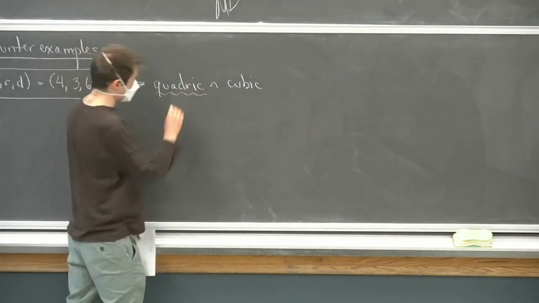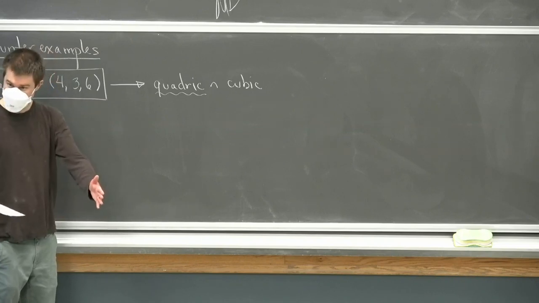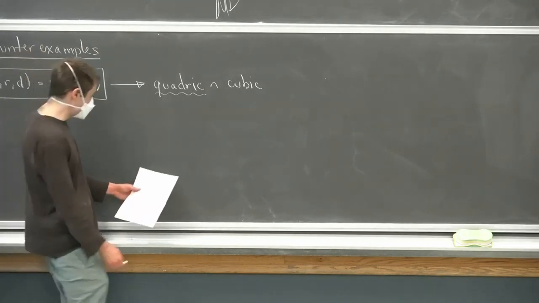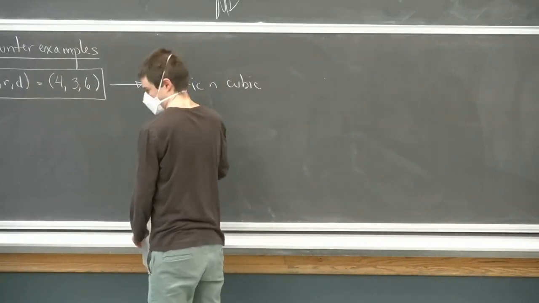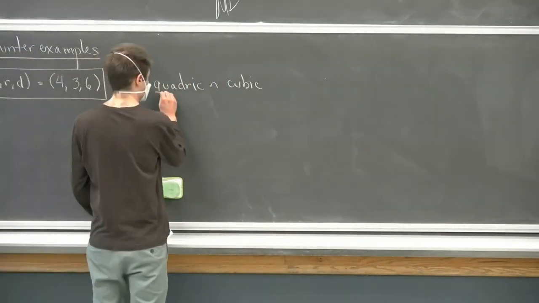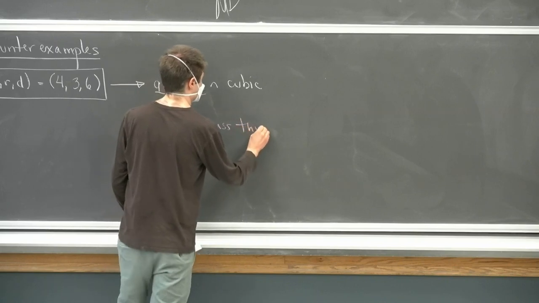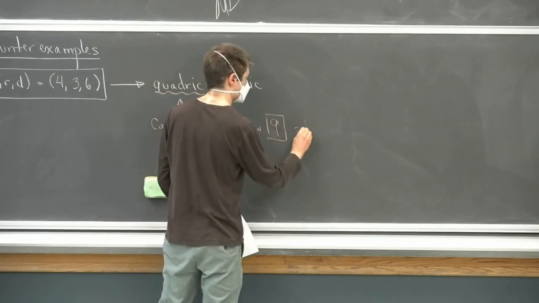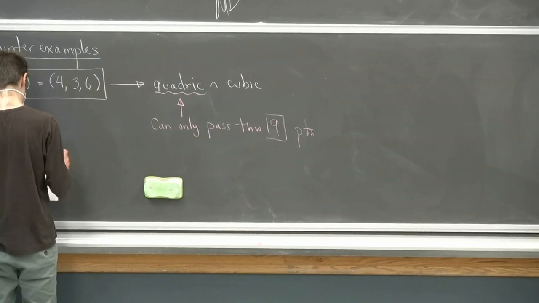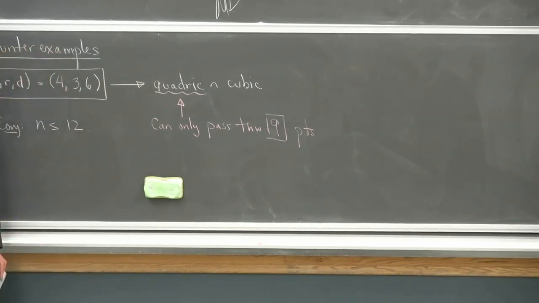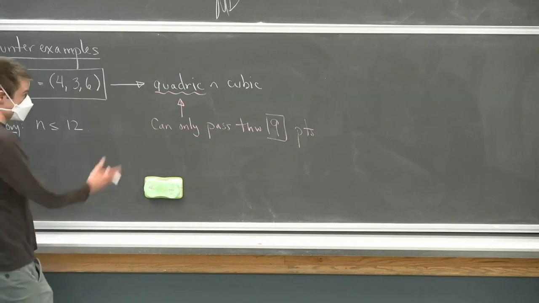And if you do a dimension count on the space of quadric surfaces in P3, you will see there's a 9-dimensional family of them. And a similar dimension count will tell you that this can only pass through 9 points. But the conjecture is saying that such curves should be able to pass through up to 12 points. So they can't, because certainly the dimension count is a necessary condition.